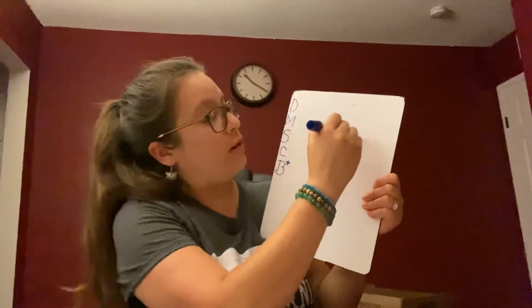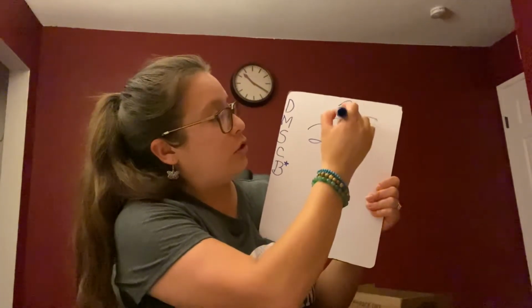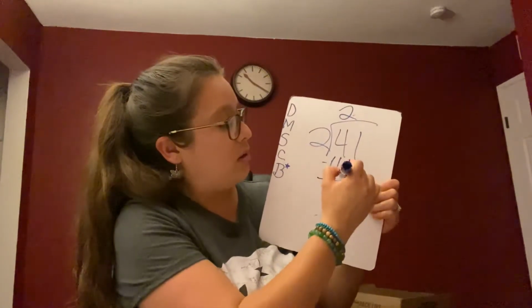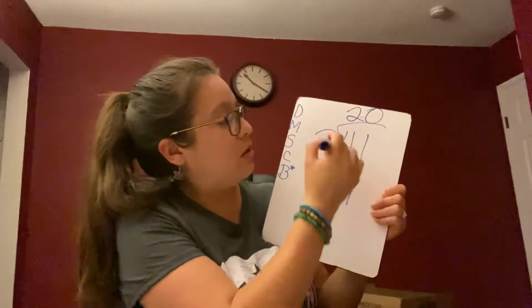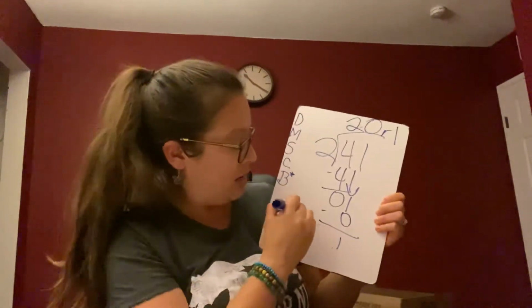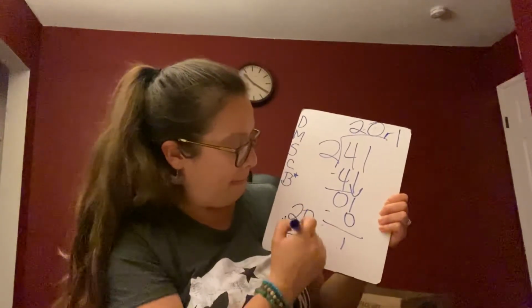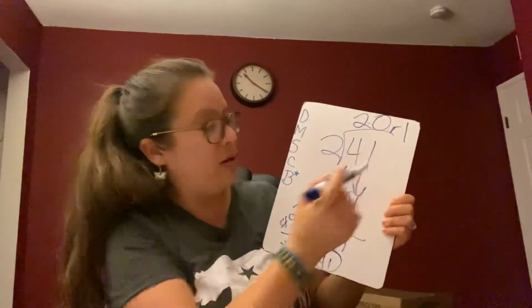Last one. Actually, we did that one, but I'll do it again. 41 divided by 2. 2 goes into 4 twice. 2 times 2 is 4. Subtract 0. Bring down the 1. 1 divided by 2 is 0. 2 times 0, 0. Subtract 1. 20 remainder 1. Double check. 20 times 2. 0. 4 plus 1. 41. 41.